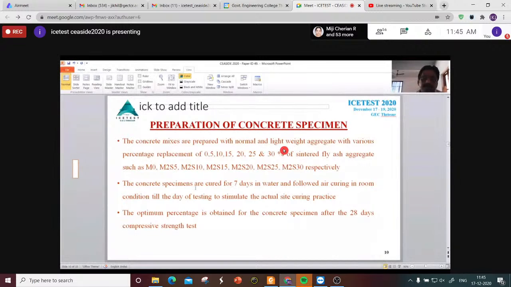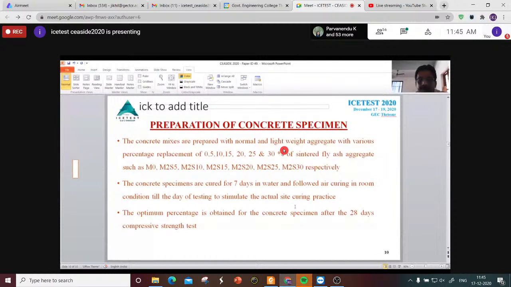The curing conditions were, all the specimens including normal concrete were cured for 7 days in water and followed by air curing in room conditions till the day of testing, that is 28 days, to simulate the actual site curing practices.